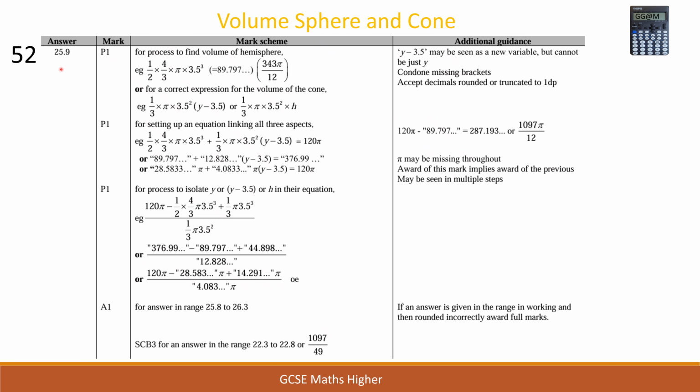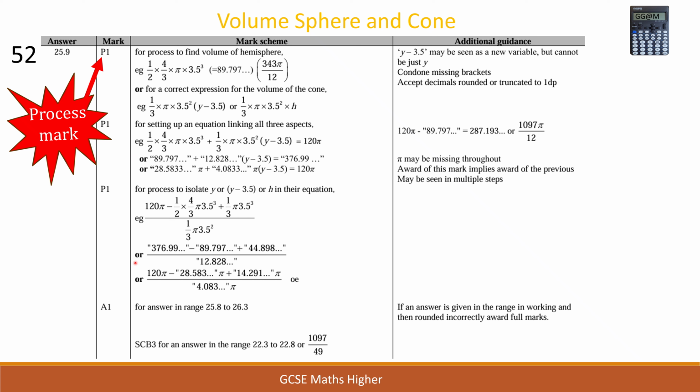The mark scheme says the answer is 29.5. P1 is a process mark, so these are the processes you need to go through to get the answer, which is shown up here. This SC is a special case, which means you can get 3 marks for the special case of getting one of these answers here. B3 means 3 marks and you don't need to show any working as long as you've got one of these 3 answers, or any of these forms.